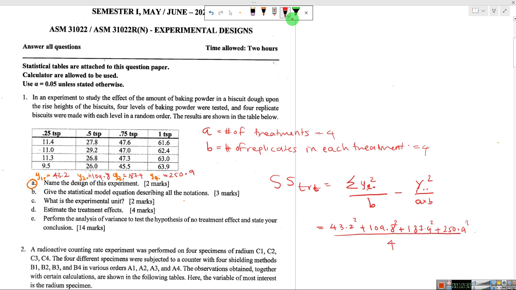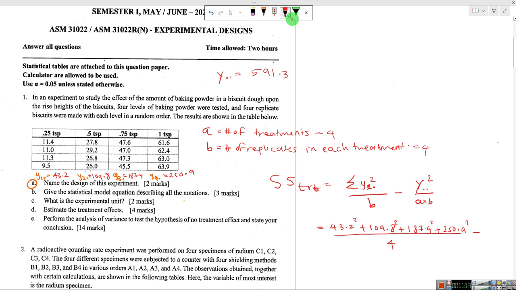Minus the grand total. The total of the treatment totals will be the grand total, right? So 43.2 plus 109.8 plus 187.4 plus 250.9 is equal to 591.3. So grand total y double dot is equal to 591.3.